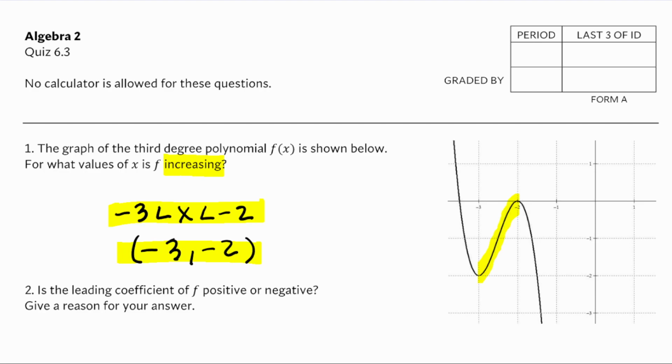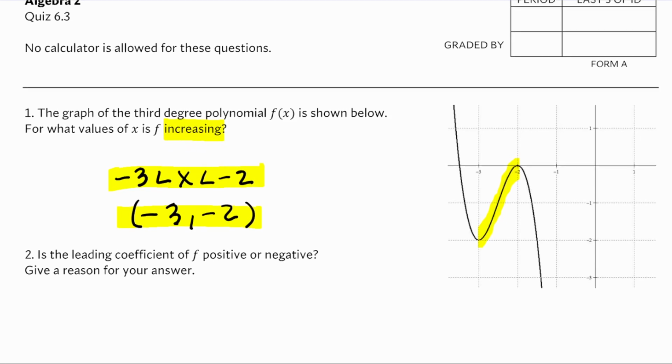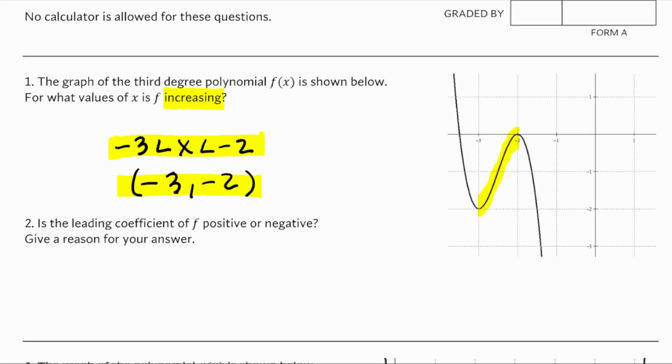And then I might ask, is the leading coefficient of f positive or negative? And give a reason for the answer. Okay, well, I can tell it's a third degree polynomial, first of all, because it told me it was a third degree polynomial. I can also see it's got two turning around spots, two extrema, so that's evidence of it being a third degree polynomial, although not incontrovertible. There are some polynomial graphs that have two turnaround spots and could be a fifth degree polynomial, but maybe we'll talk about that a different day.